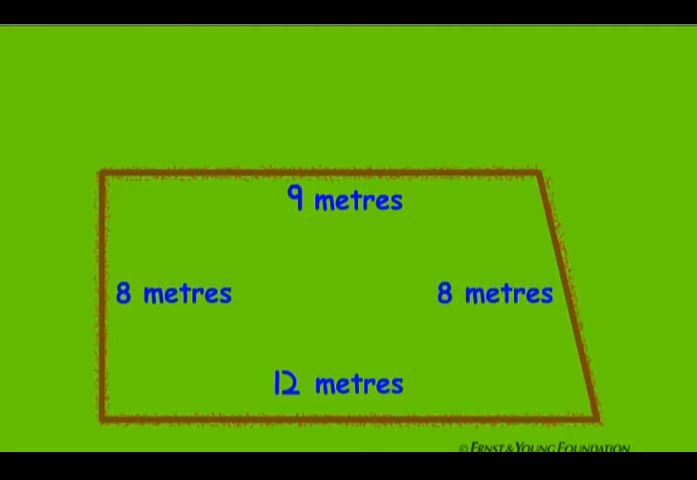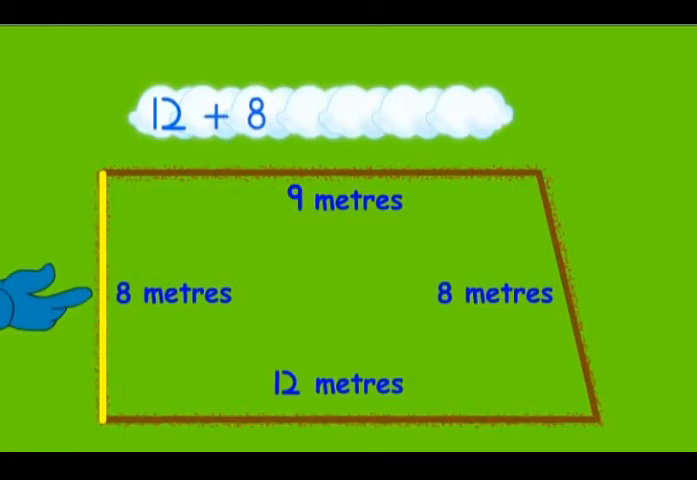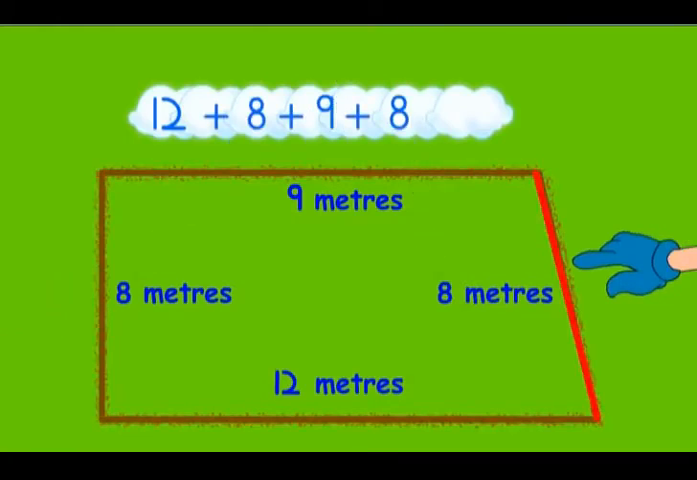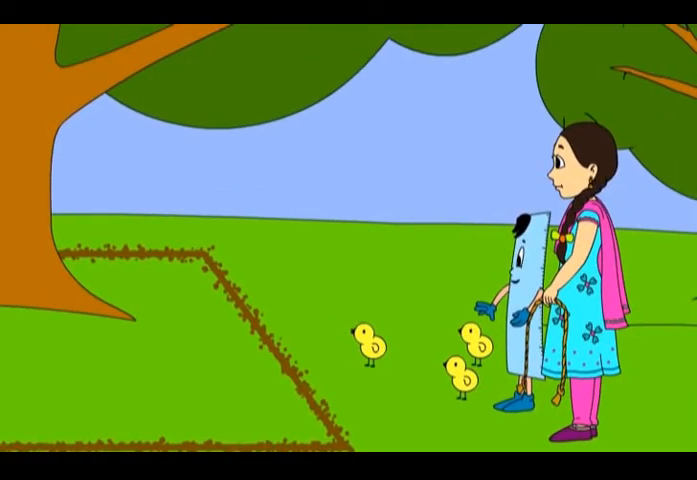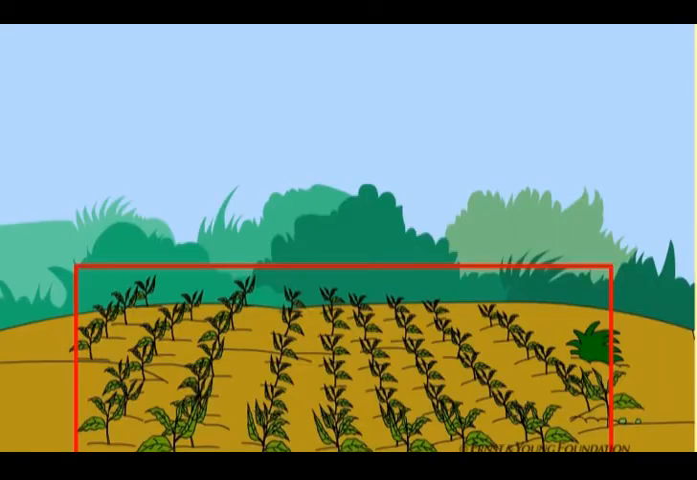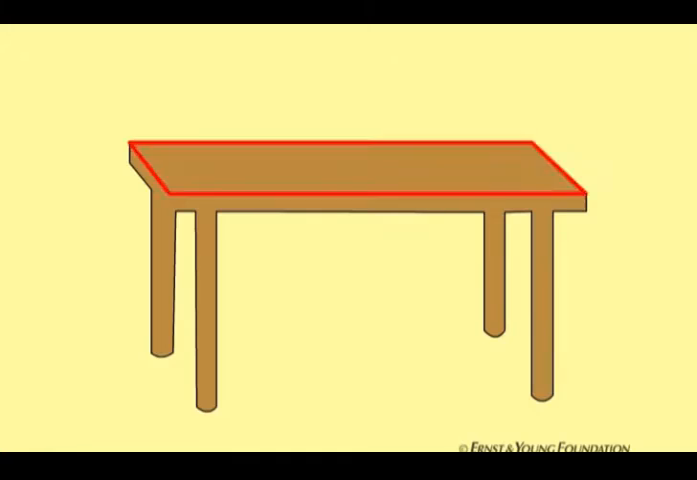Let me find out the length of the boundary, Meenu. It is 12 plus 8 plus 9 plus 8, which is 37. So, the length of the boundary is 37 meters. Oh, this is how you find the length of a boundary. You have to add the length of all the sides. Yes, chick, that's right. That's how we find out the length of any boundary. This house or any field or a playground or a table.